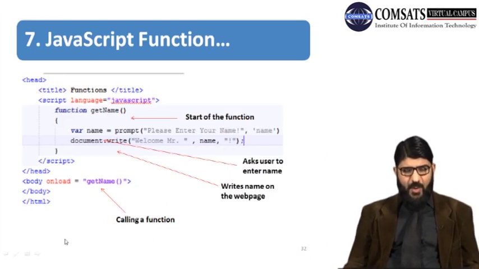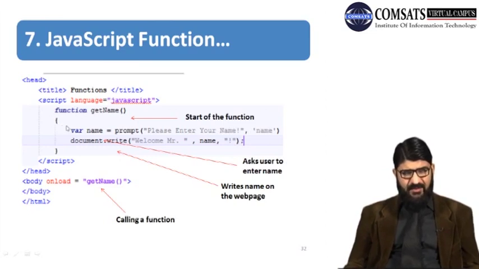Now see the code of a JavaScript function in an HTML file. The HTML head tag is started, the title tag is given with the title, and the script is mentioned in the head section, and the script tag is started. Then the language is mentioned, that is JavaScript, and then the function keyword is mentioned with the name of the function, that is getName, and no parameter is mentioned.